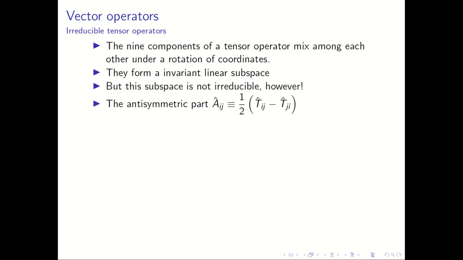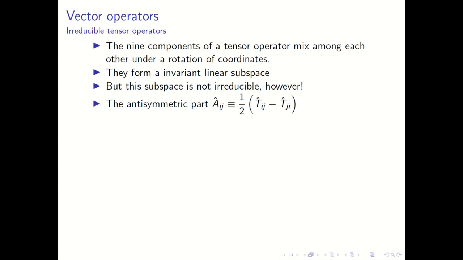So there are only 3 tensors which are antisymmetric. This is the antisymmetric part of the tensor Tij, and you can easily check that if you carry out a passive transformation, the antisymmetric part transforms among themselves. That is, a12, a13 and a23 only mix among themselves. They don't mix with the rest of the T components.